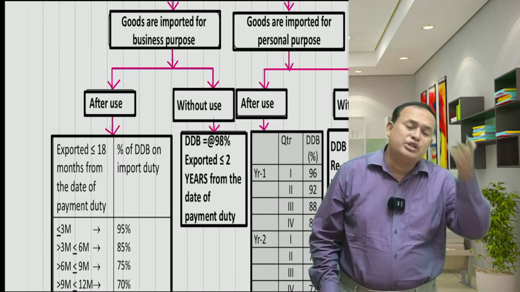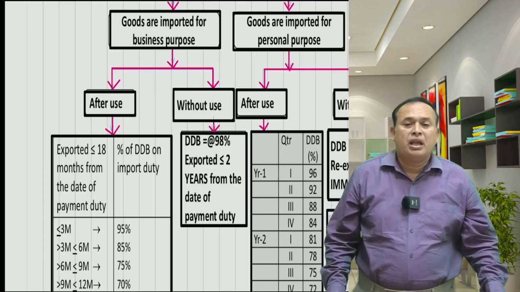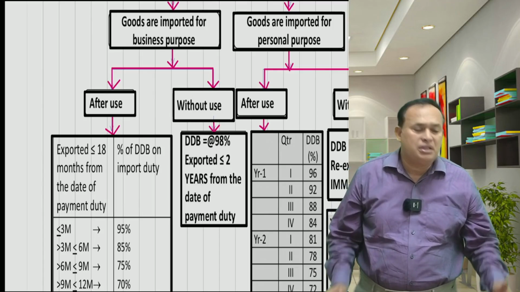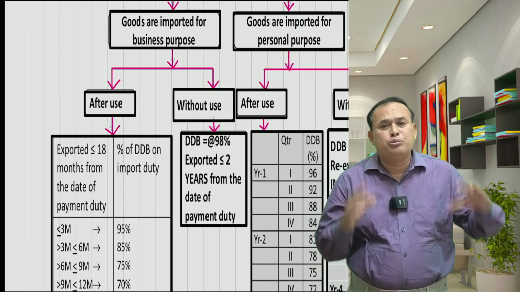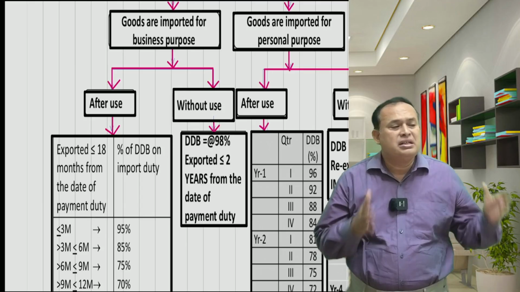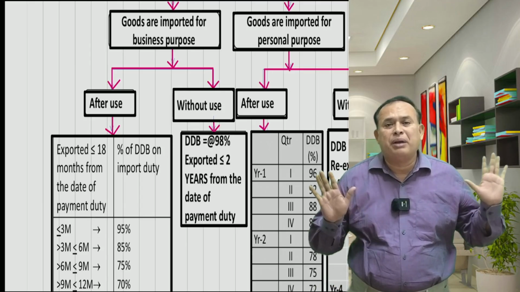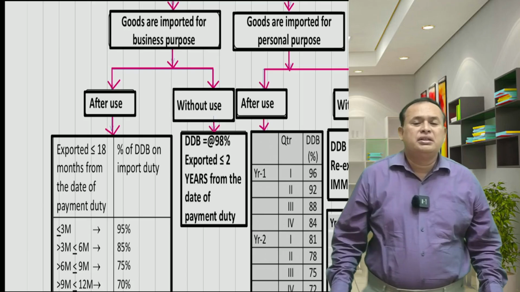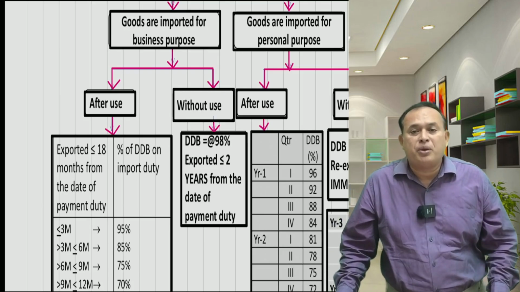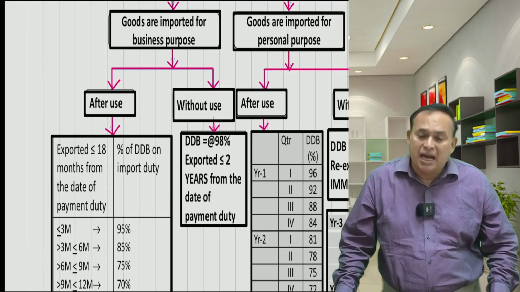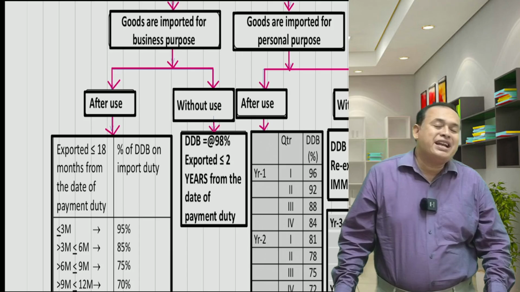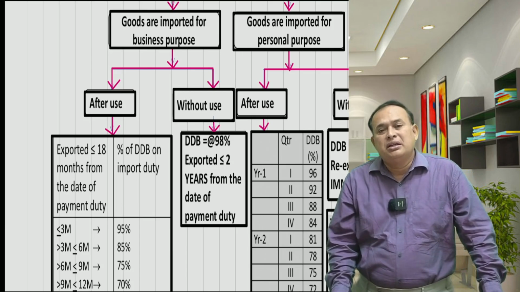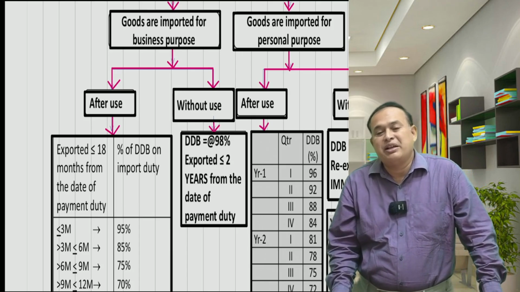Within 2 years you exported back? Yes, sir. Have you used? Not really used, sir. How can you say? See, the seal itself is not opened, sir. In what condition I imported, the same condition the machine is there, the same condition the goods are there with the pack. I have not at all used. In that case, re-exporting within 2 years from the date of payment of import duty, the rate of duty drawback is 98% of the duty suffered by me. 98% if I export back within 2 years.